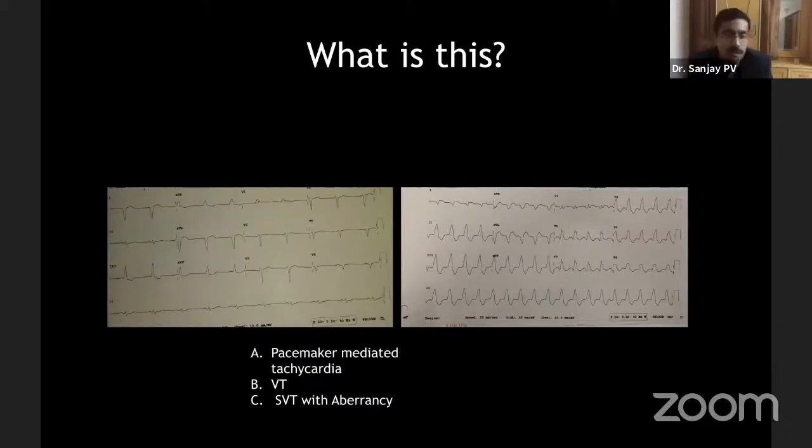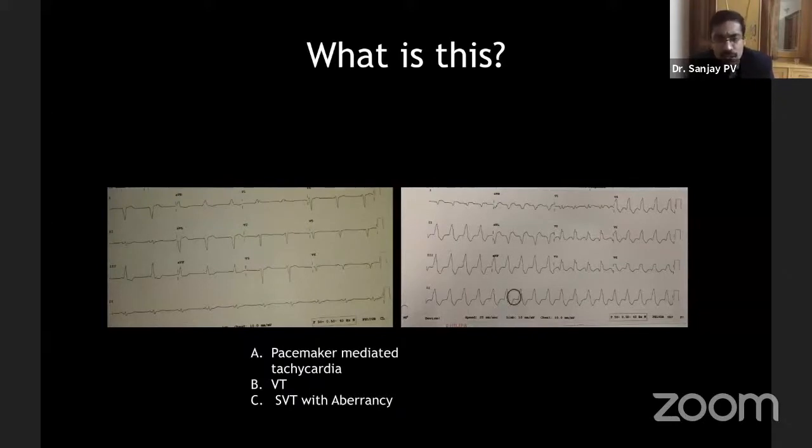Okay, sir. One thing, I told you this patient had an AV block. So his A to V conduction cannot occur through the normal axis. So SVT with aberrancy is something which can never occur in a patient who has a documented complete AV block. It could either be a pacemaker mediated tachycardia or VT.